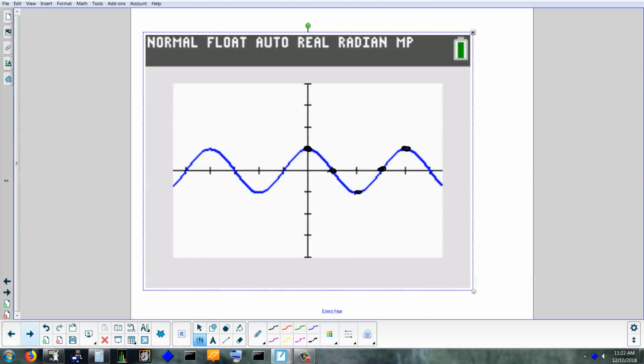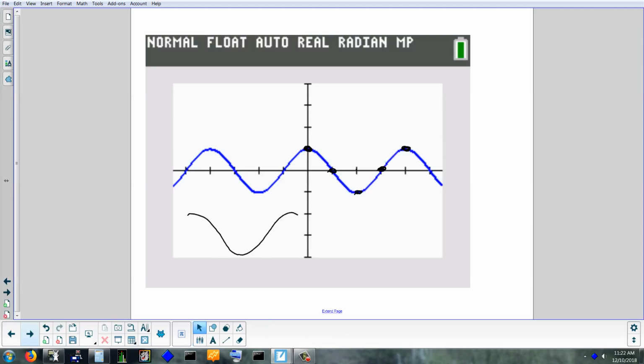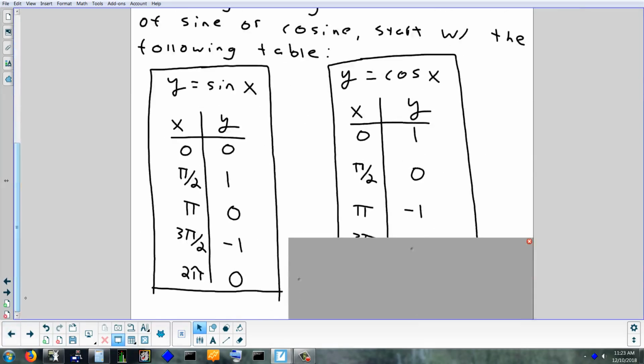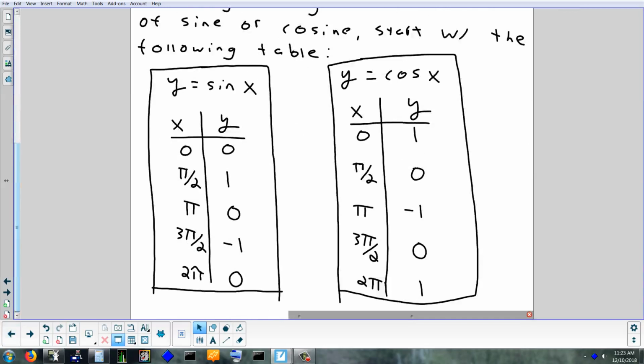Now, if you were sketching that, try not to make it look like a V. Those dots kind of look like they would make a V, but remember, it's part of a cycle of a wave. So just try to give a little curve to it, so that it shouldn't look like an absolute value. So those are always your starting tables for sine and cosine.